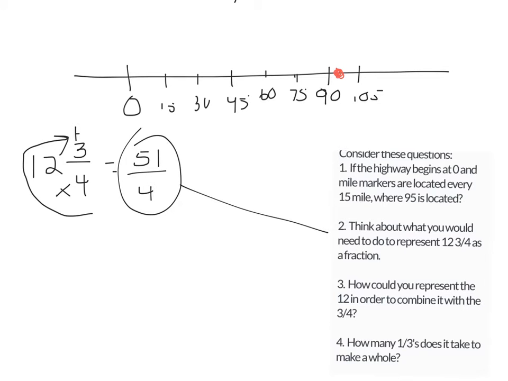How can you represent 12 in order to combine it with 3/4? So really, isn't that asking how many fourths would be in 12? So if you take 12 3/4, there's 51 fourths in 12 3/4. So that's how you would combine it. You would take 12, figure out how many fourths are in 12. There's 48 fourths. And if we needed to combine that with 3 more fourths, we would say 51 fourths plus 3 more fourths would be 54 fourths.